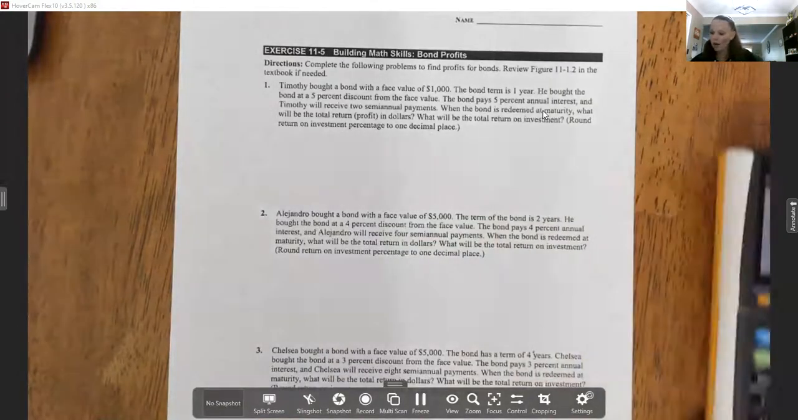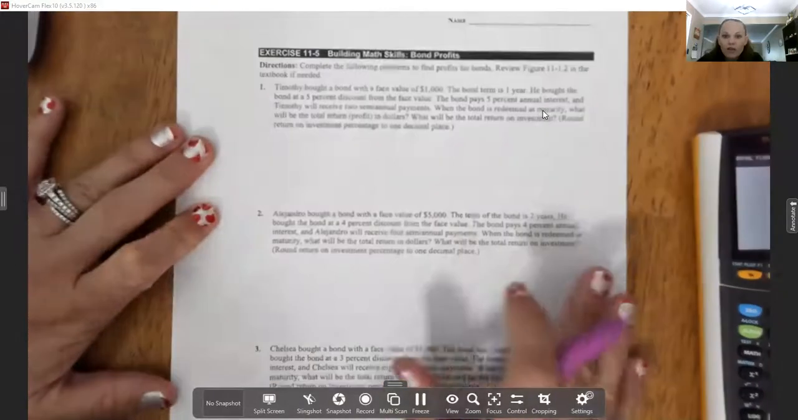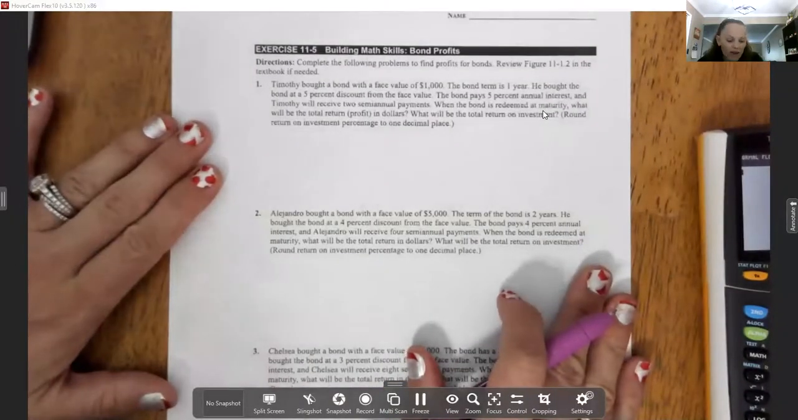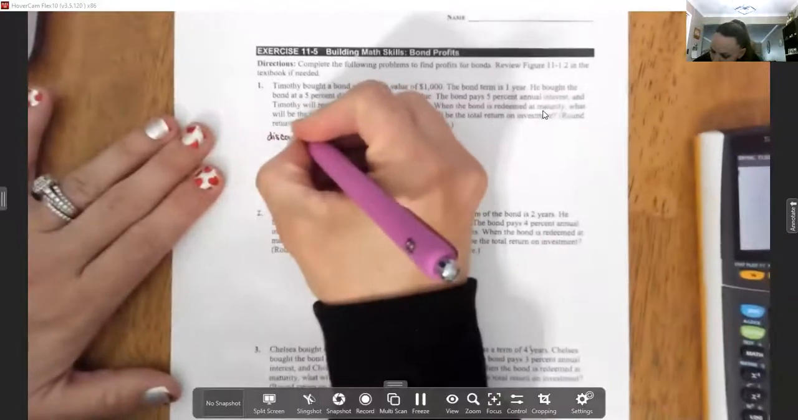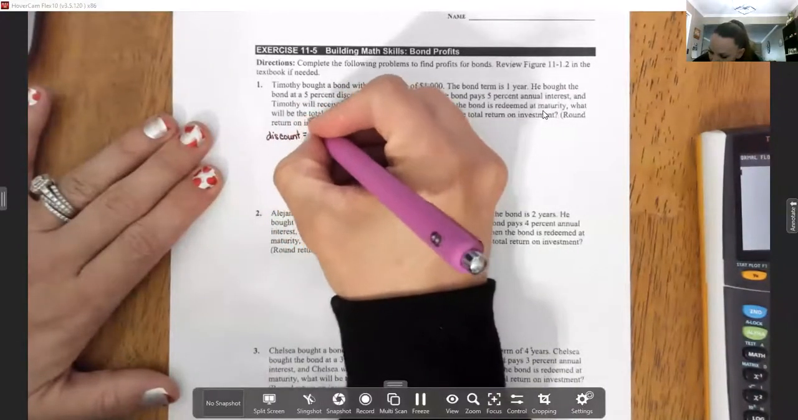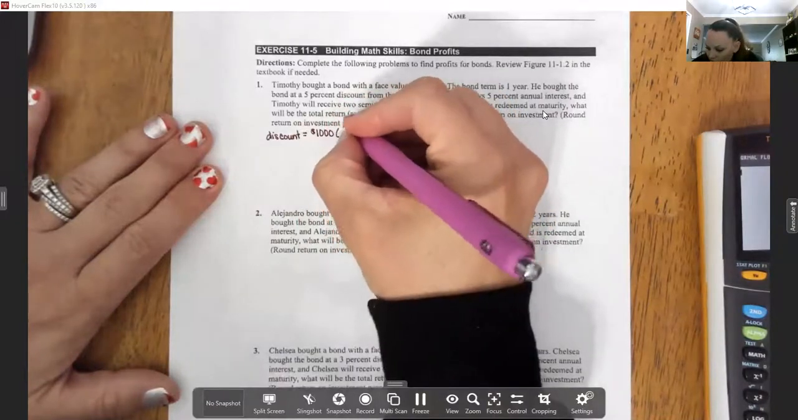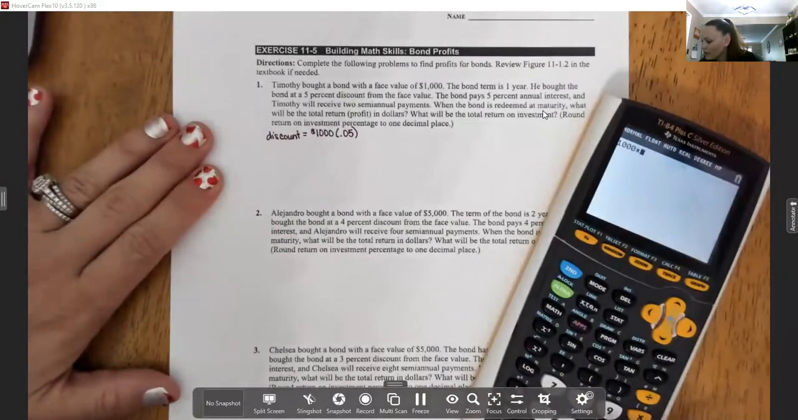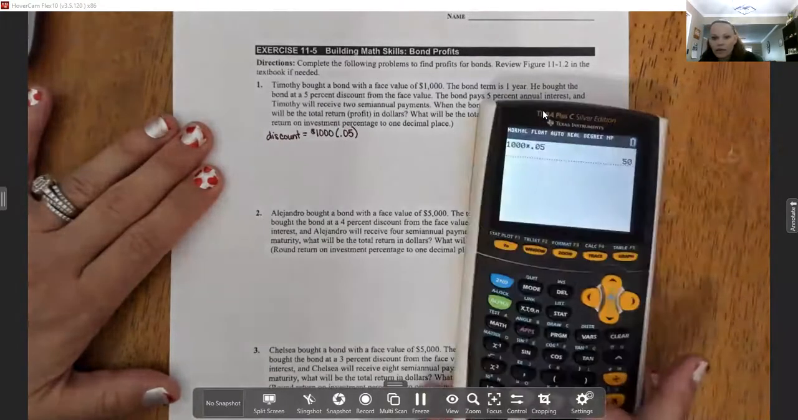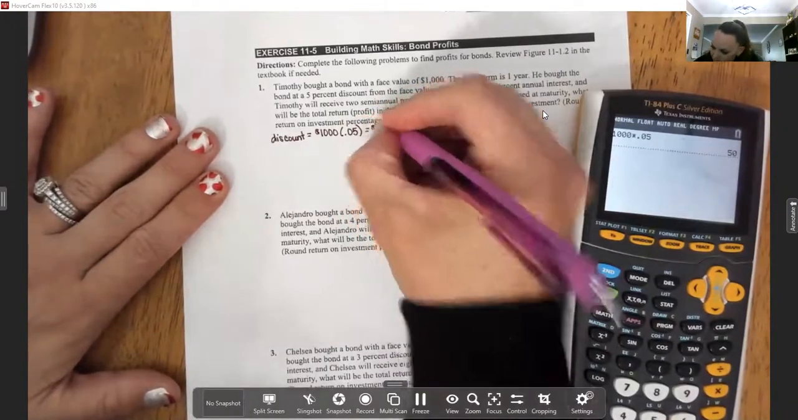All right, so first thing is he's getting a discount on this bond. So the discount here is 5%. That's kind of like a sale. So if it's a $1,000 bond and the discount is 5%, so 1,000 times 0.05 is going to be a $50 discount when he buys it.